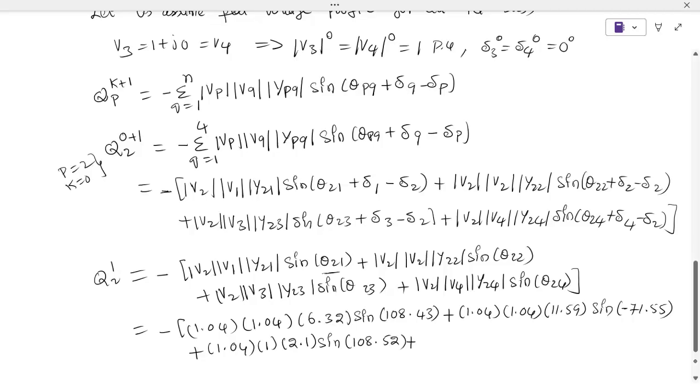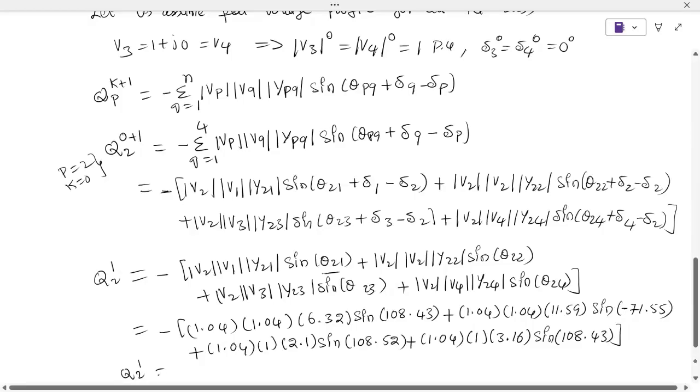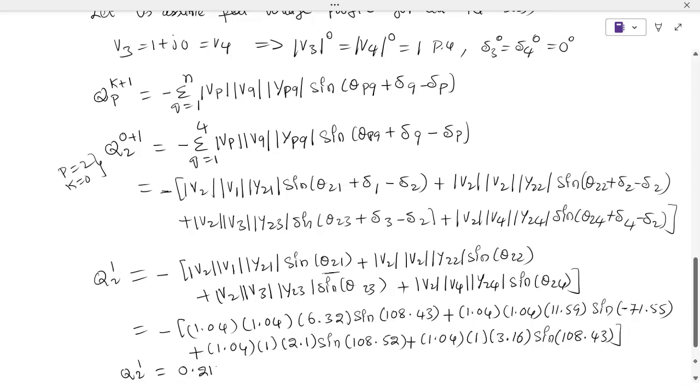108.52 plus the last term, this term. V2 again PV bus, 1.04. V4, as per the flat voltage profile is 1, that is PQ bus, and Y24, that is 3.16, sin of theta 24, that is 108.43 degrees. So after substituting, the Q21 value will be 0.215 per unit.